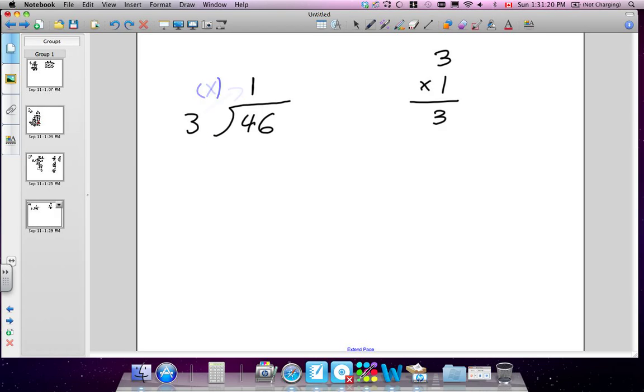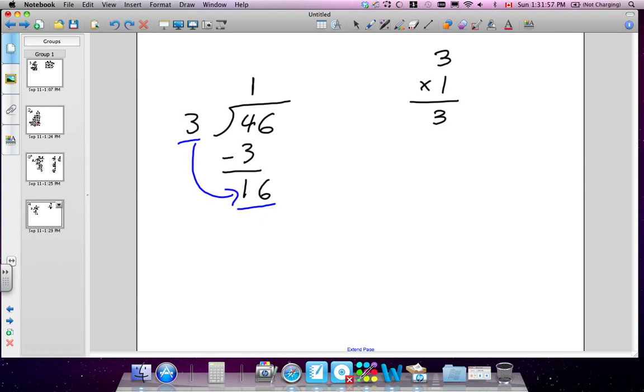So we take that 3, and we bring it below the 4, because we were only dealing with the 4 before, okay? So I put the 3 below the 4, and I subtract. What is 4 subtract 3? 1. Okay. And now I have to bring down the next number. So I bring down the 6. So now my next part of the question is 3 into 16.